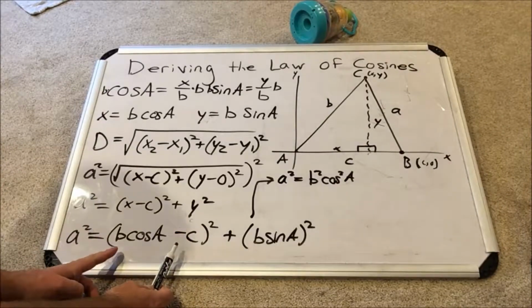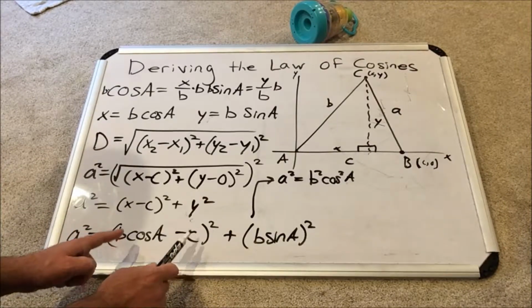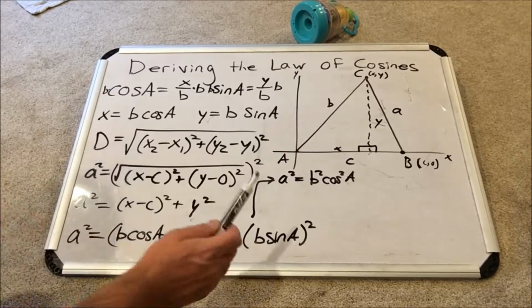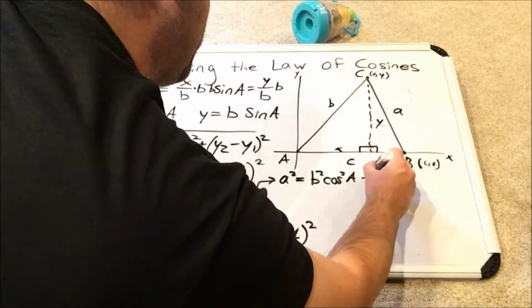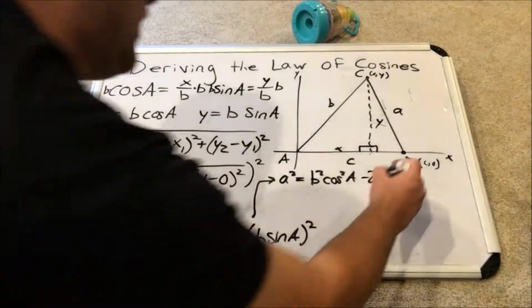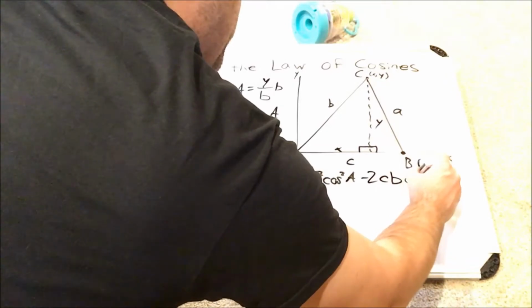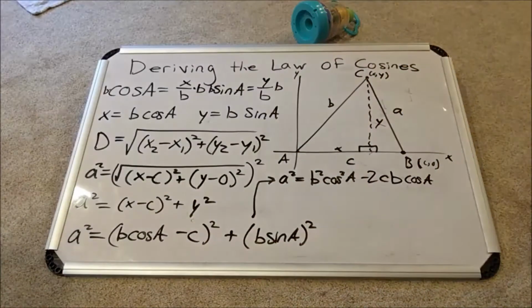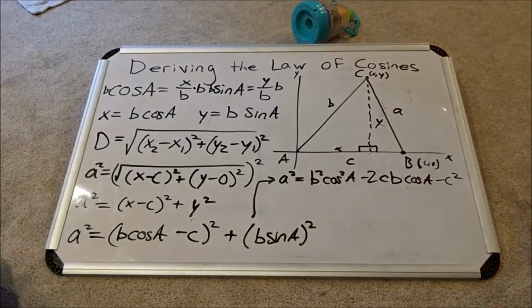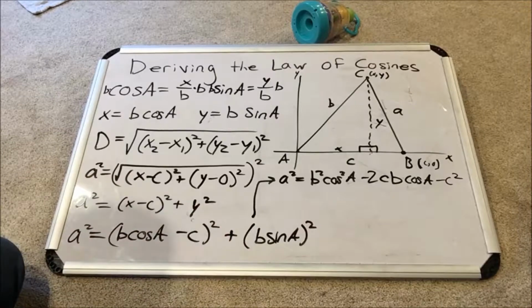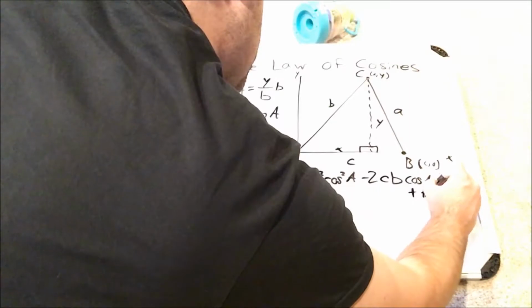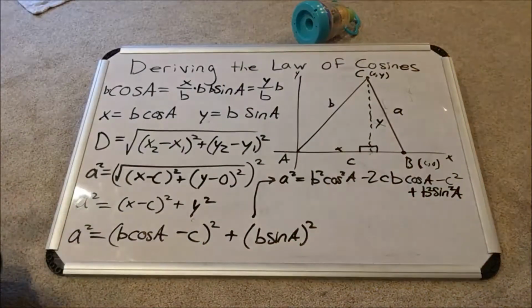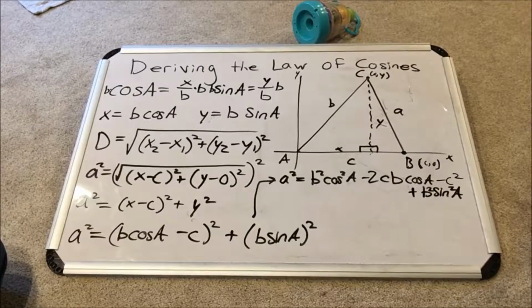Then, as you know from FOILing, the middle two terms, the cross terms, can actually be combined such that you have the product of the two terms doubled. So we'll have negative 2cb cosine a. That might look familiar to you. And then we subtract c squared. Now in addition to that, I also have b sine a squared. So those four terms are going to be simplified now.